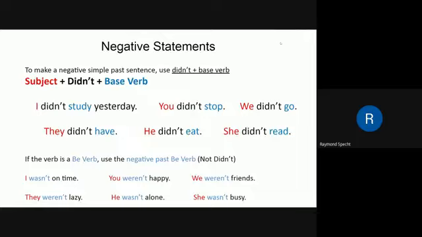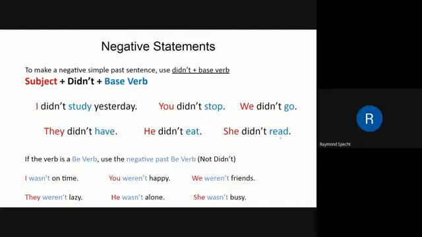All right, let's go over our slide. For making negative statements. To make a negative simple past sentence, use didn't plus the base verb. Subject plus didn't plus base verb. I didn't study yesterday. You didn't stop. We didn't go. They didn't have. He didn't eat. She didn't eat. Or didn't read.